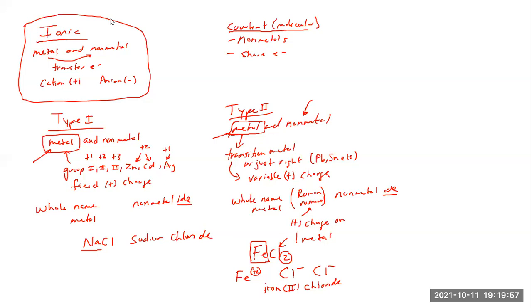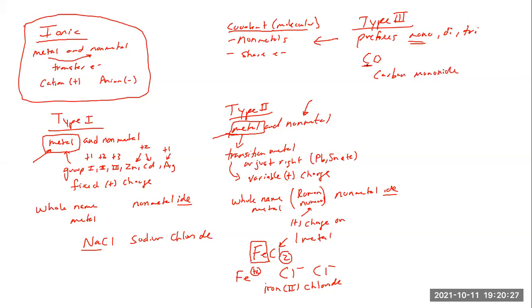The ones that should have a prefix are these, which are type 3. Those are where we actually do use prefixes like mono, di for 2, tri for 3. Remember a couple of things. We don't use mono on the first name, but we can use it on the second name. So if we had something like CO, that would be carbon monoxide.